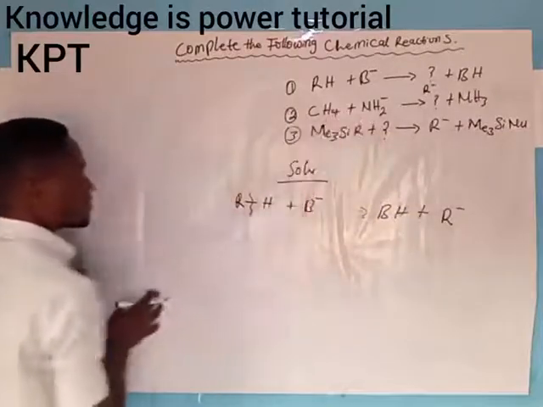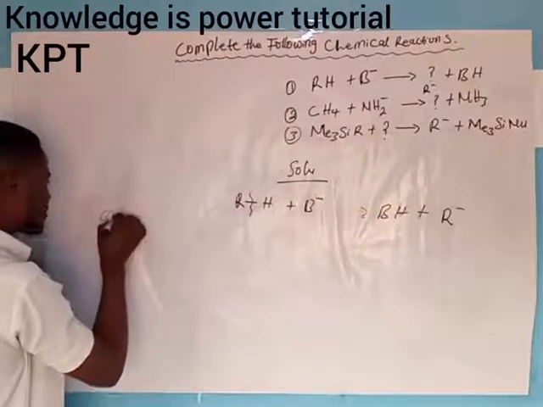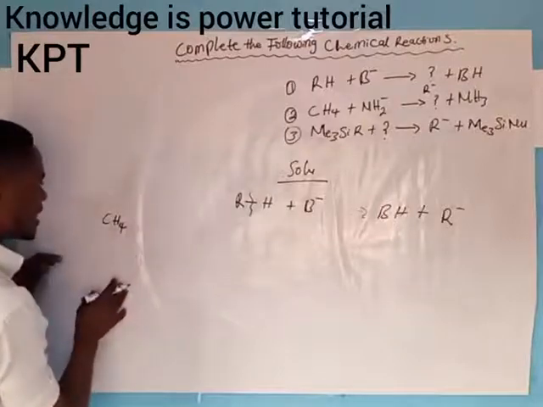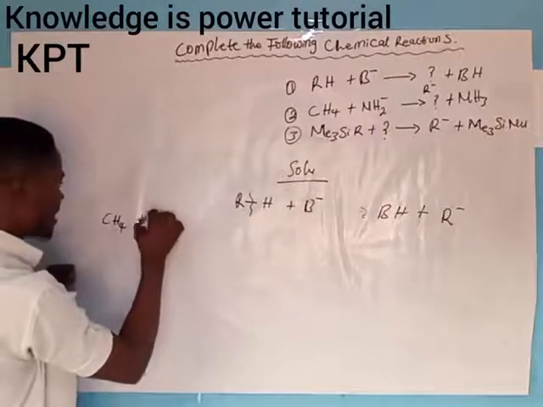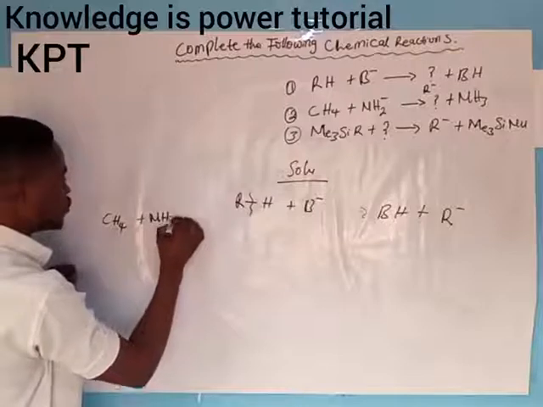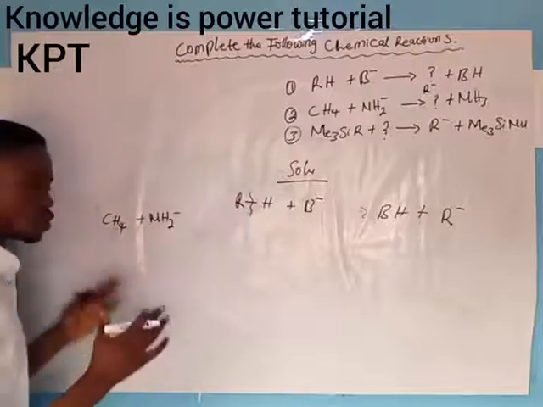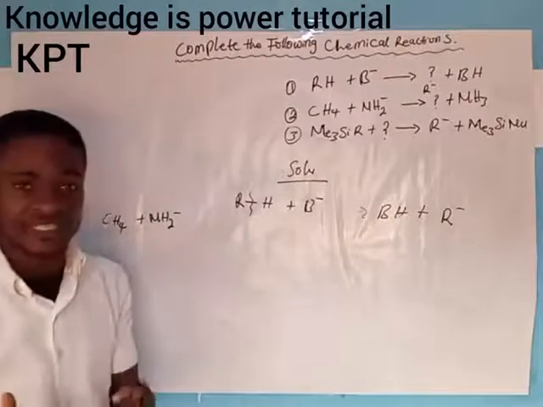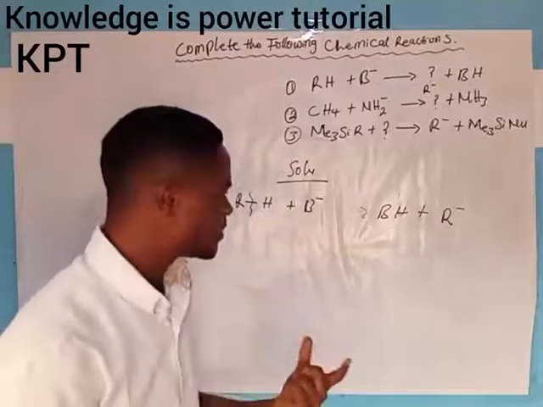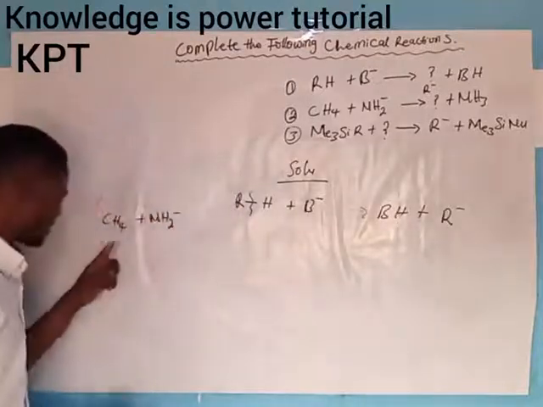So for the second one now is a clear case of CH4, which is methane. If methane reacts with NH2 minus, this NH2 minus is also a nucleophile. It is a negatively charged species. Now, this negatively charged species is reacting with this. Now this is CH4.